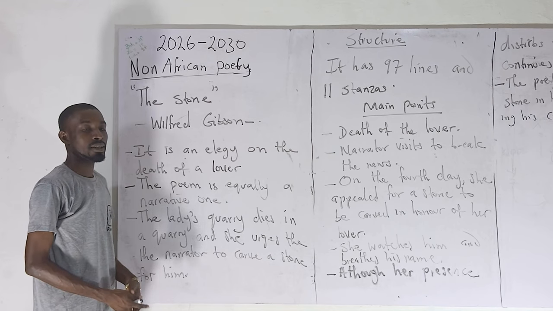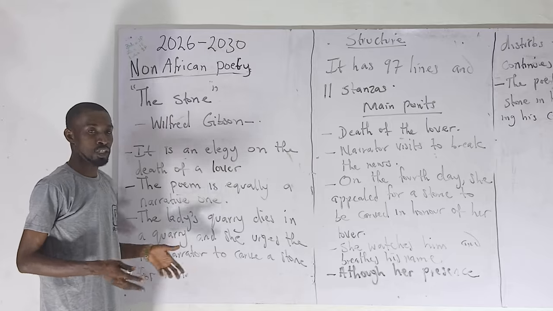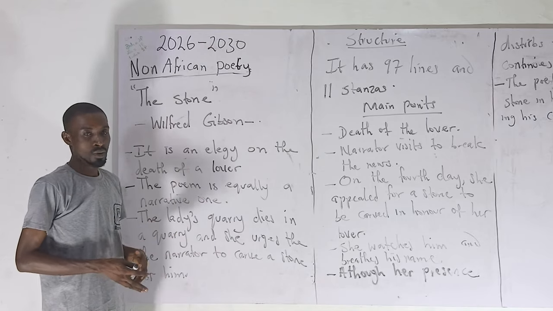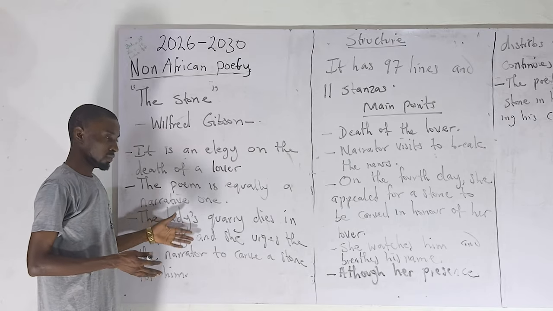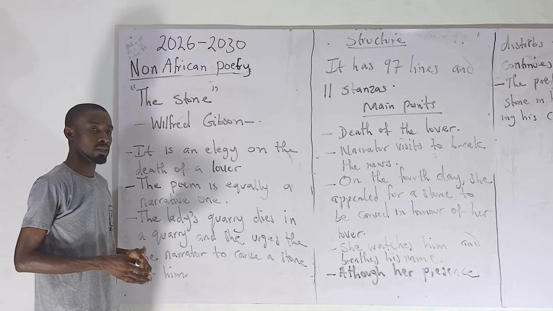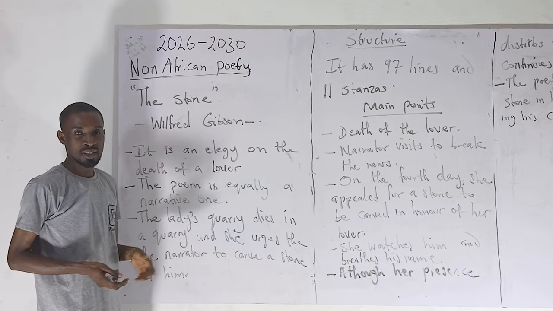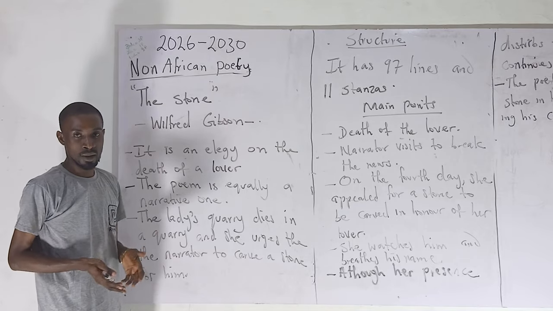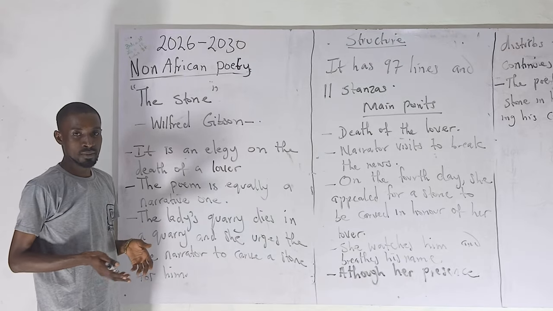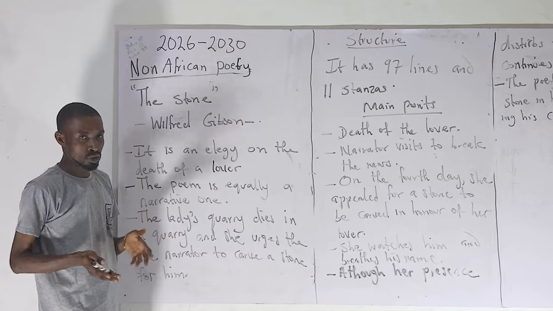Alright, welcome back. We are still dealing with poetry. Now it's non-African poetry written by Wilfrid Gibson, and this time it's The Stone, which is an elegiac monody. Elegy is actually a poem of lamentation written to mourn the demise or death of a loved one. This time around, the lover in this poem, a woman, is mourning the demise of her lover, who actually died because of a stone that falls on him in a quarry. So because of that, she has been in a melancholic mood.